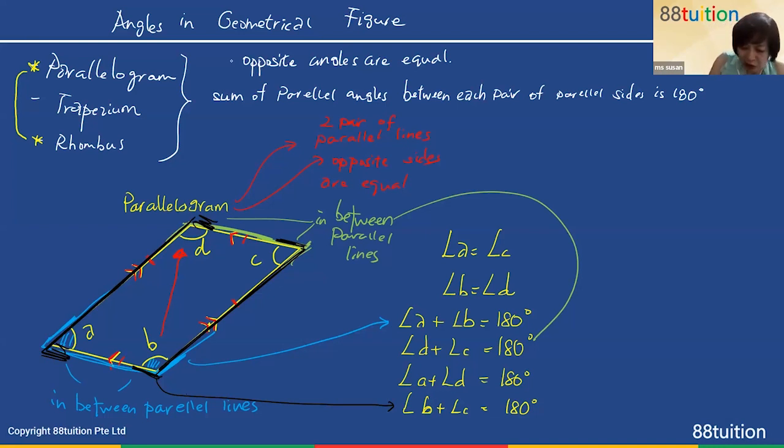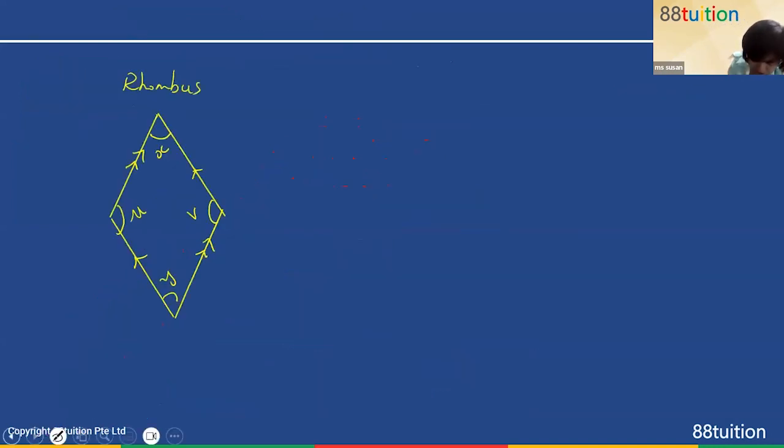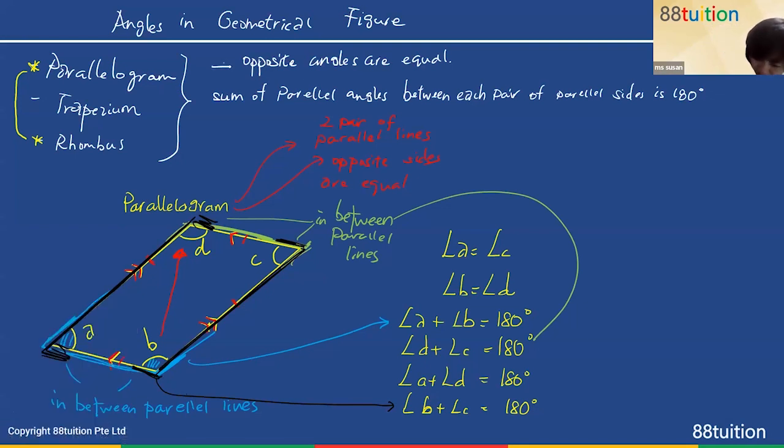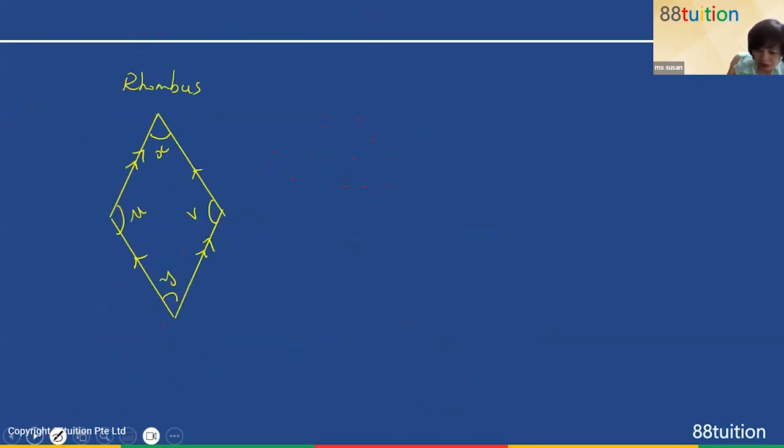So for this one, we can conclude that there are two things here. One, opposite angles here are equal, which is A equals C, B equals D. Two, the sum of the angles along each pair of parallel sides must be 180 degrees. Okay? All right. So this is all about parallelogram. It will apply the same to the rhombus. One thing about rhombus is that rhombus has 4 sides equal. Okay? So 4 sides equal means this one is equal.